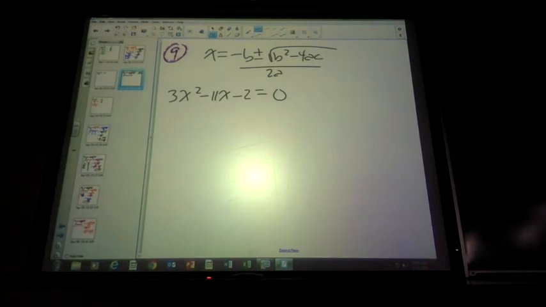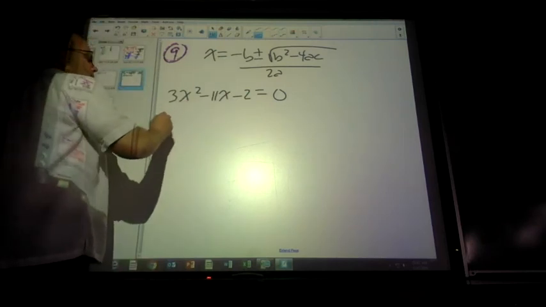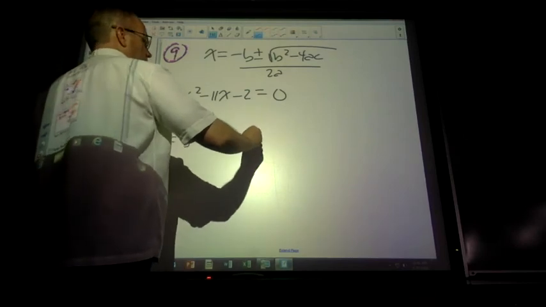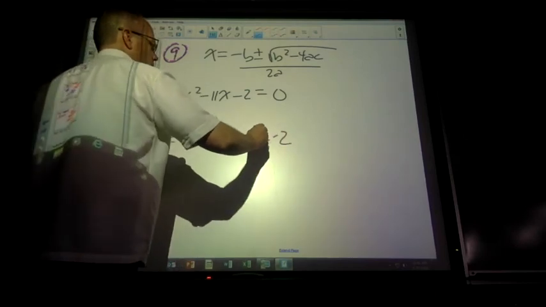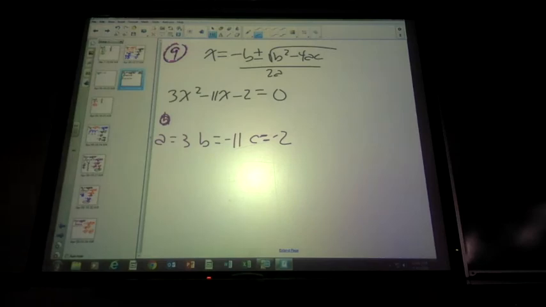Alright, first thing, is it equal to 0? Yep. What's my A value? 3. B value? -11. And C value? -2. So my A value is 3, my B value is -11, my C value is -2. Is that okay? Good.